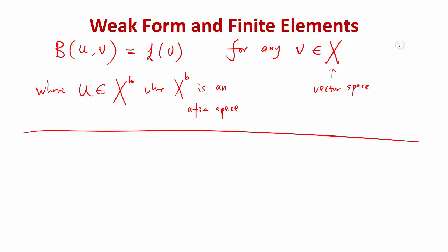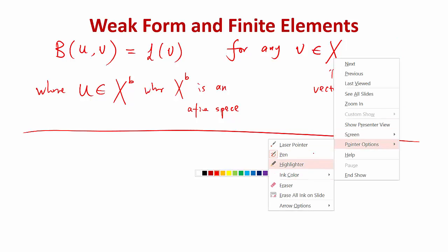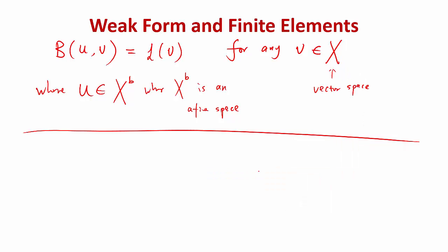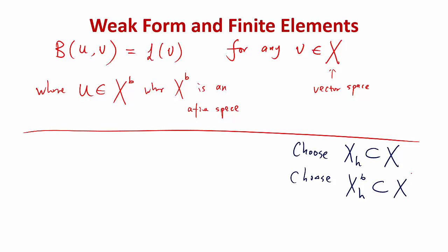And to go from this to finite element, as I said, is almost trivial. So this X is an infinite dimensional space, but we are going to choose a particular X_H that is a subset of this X. It's a subspace of this X. Okay, and we are also going to choose an X_HB that is a subspace of this X_B. Both of these should be finite dimensional, and they should have the same dimension.